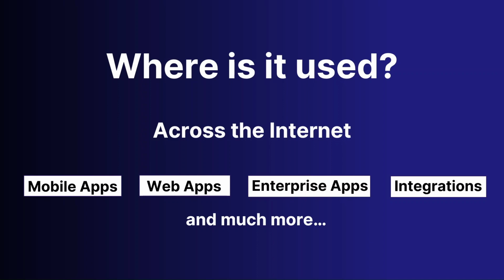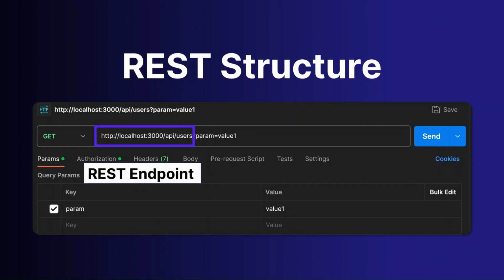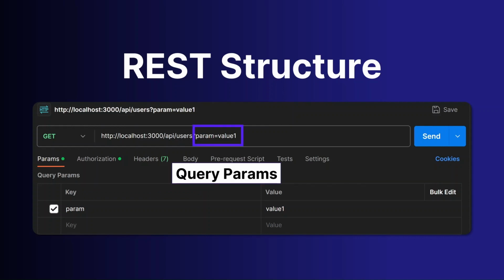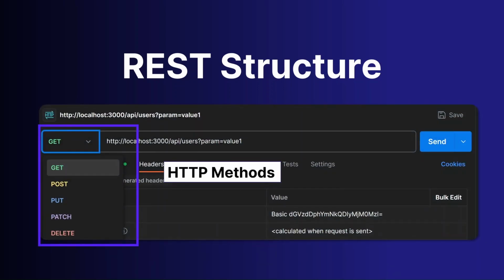So let us try to understand what a REST API looks like. This is the basic structure of the REST API. On the top, you can see there is a URL provided. We call that URL the REST endpoint. The next part of the URL is called query parameters, where the user can request a particular detail out of the REST API. The middle part, API slash users, is called the API route. There are multiple methods, as I mentioned: get, post, put, patch, delete. These methods are called HTTP methods.